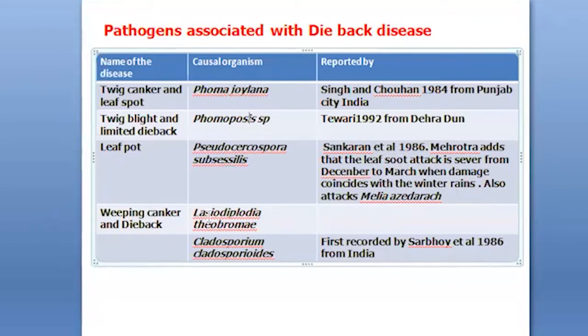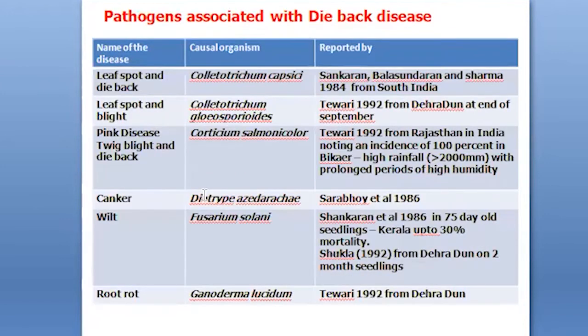And we also have another important pathogen, that is weeping canker and dieback. This is caused due to Lasiodiplodia. Earlier it was called Botryodiplodia. Now we call it Lasiodiplodia theobromae. And then we also have another pathogen, that is Cladosporium cladosporioides. Actually, this was first recorded by Sarbhoy et al. in 1986 from India.